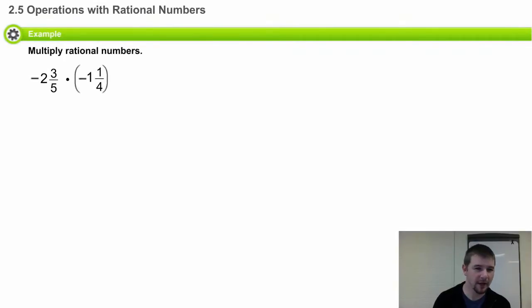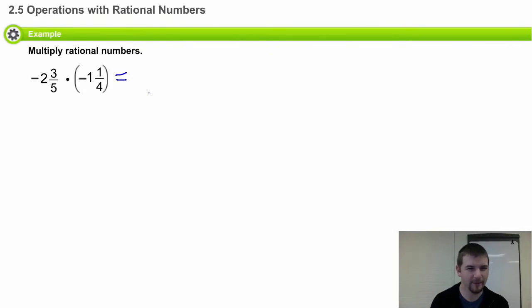So let's get to work on this problem. Negative 2 3/5, a mixed number, times negative 1 1/4, another mixed number. Now to multiply, recall we don't need common denominators. We'll do some simplification if possible, maybe cross-reducing, but we don't need to seek out a common denominator. That's something we need to do when we're adding or subtracting fractions. So here we're multiplying.